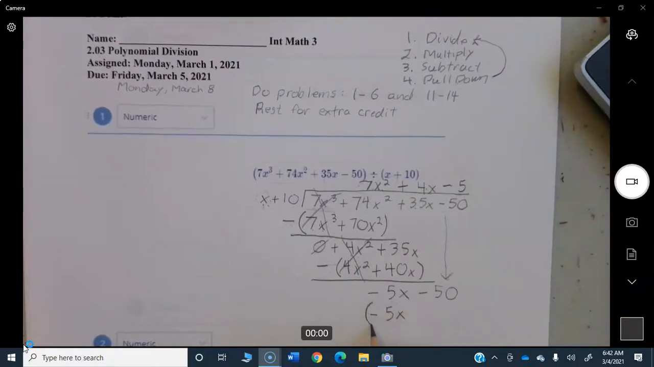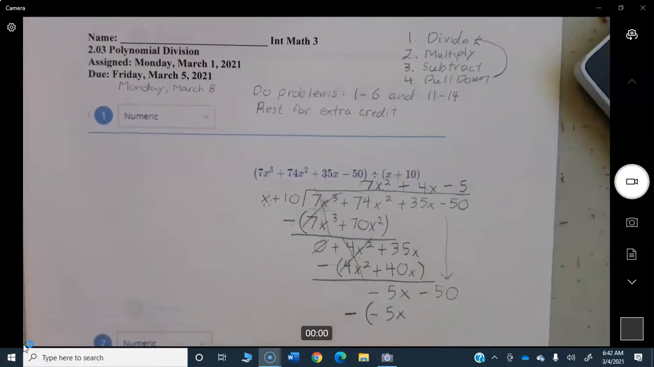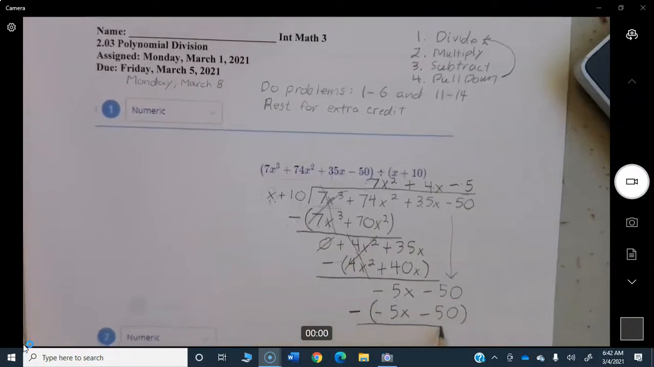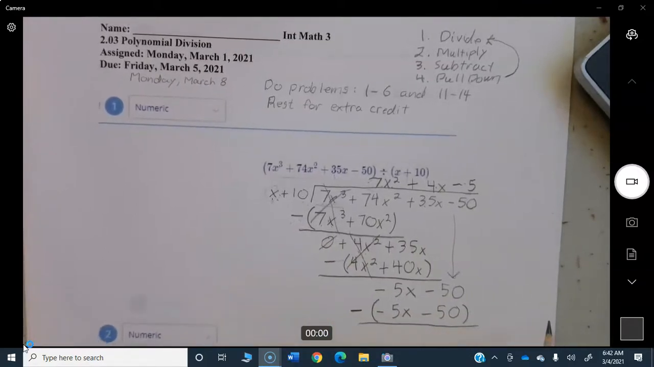Again, open a parenthesis, and don't forget, that's not your subtraction sign. That's a negative 5x. You got to put another minus sign out there. So negative 5 times x is negative 5x, and negative 5 times 10 is negative 50. That was your multiply, and now your subtract step.